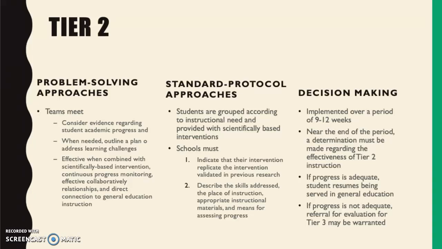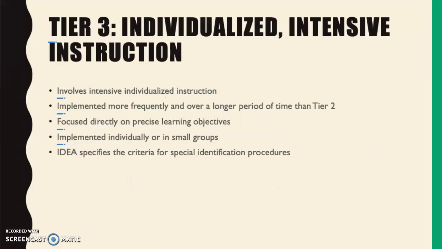For decision-making, implemented over a period of 9 to 12 weeks, near the end of the period, a determination must be made regarding the effectiveness of Tier 2 instruction. If progress is adequate, the student resumes being served in general education. If progress is not adequate, referral for evaluation for Tier 3 may be warranted.